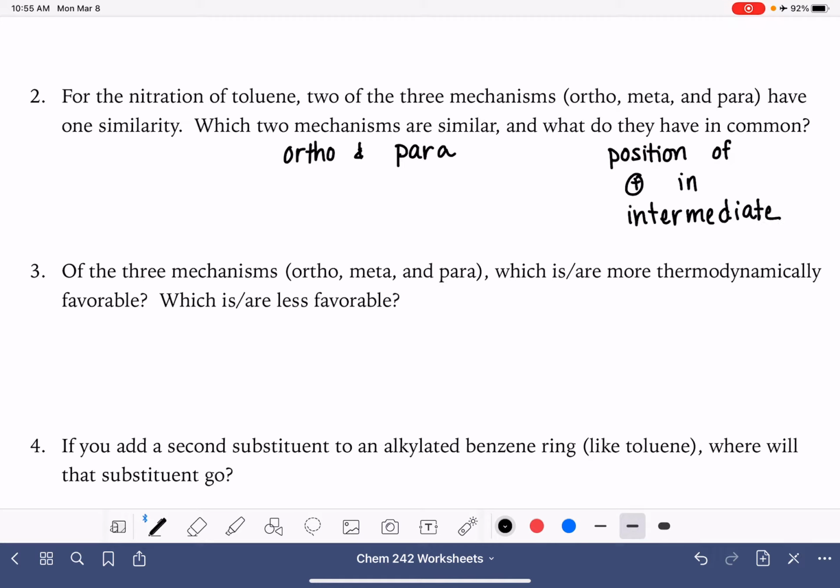So now the next question that we're being asked is, which mechanisms or mechanism is more thermodynamically favorable, and which is less thermodynamically favorable? In terms of what that means, more thermodynamically favorable would mean that it's easier in terms of energetics. So that means it's going to have a lower activation energy. It's just easier for that reaction to go. Less favorable means that it would have a higher activation energy.